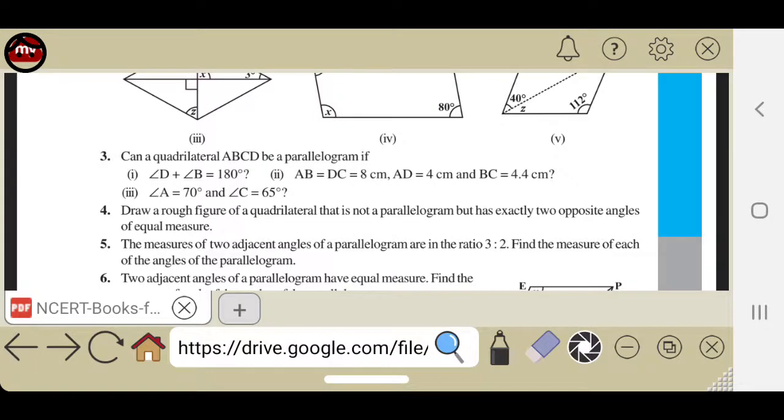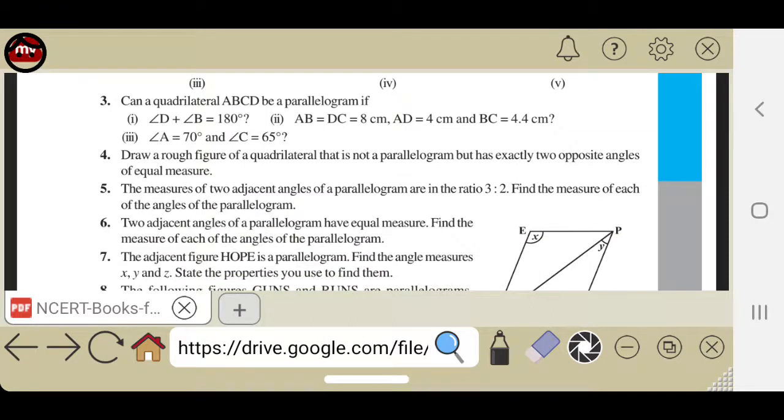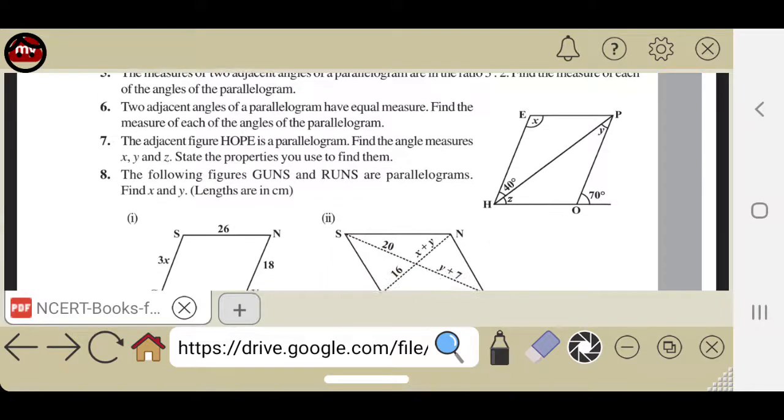Okay. The next question, sixth question. Two adjacent angles of a parallelogram have equal measure. Find the measure of each of the angles of the parallelogram. Yes, adjacent angles are supplementary, that is, the sum is 180. Both equal means 90 each. Seventh question. The adjacent figure HOPE is a parallelogram. Find the angle measures x, y, z. State the properties you use to find them.